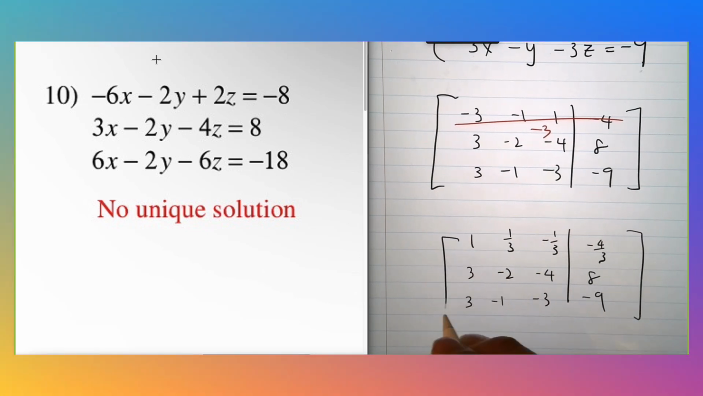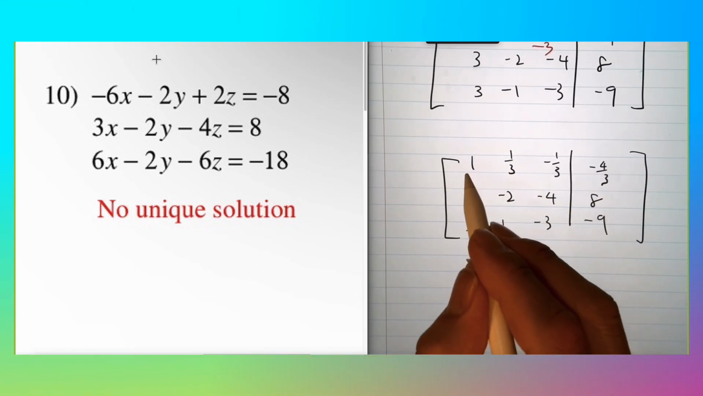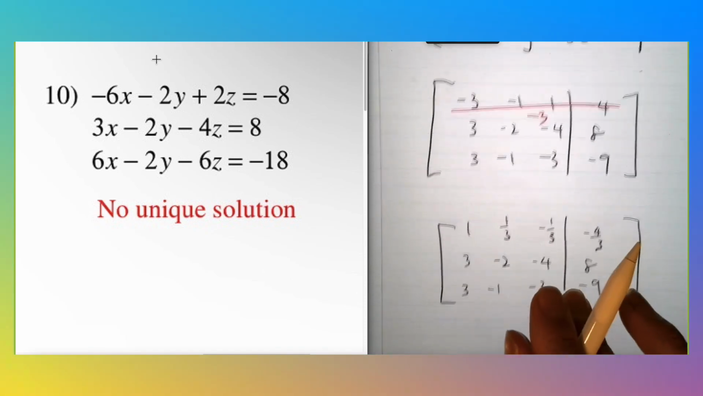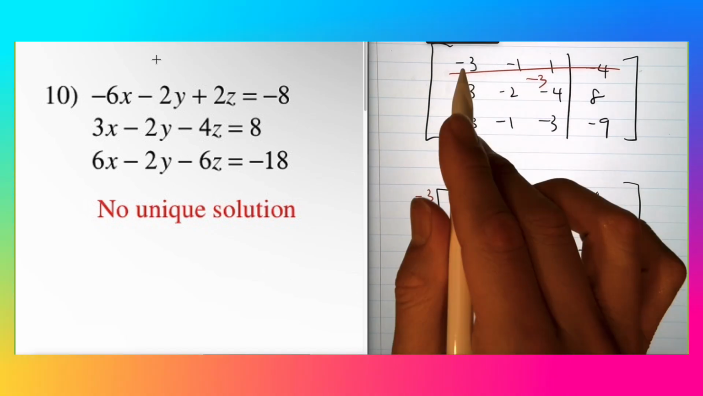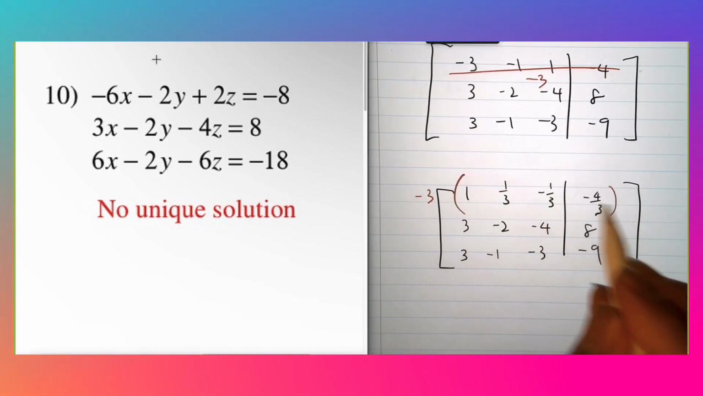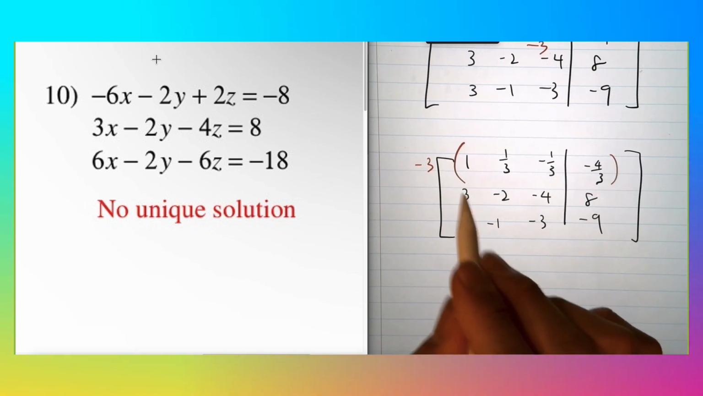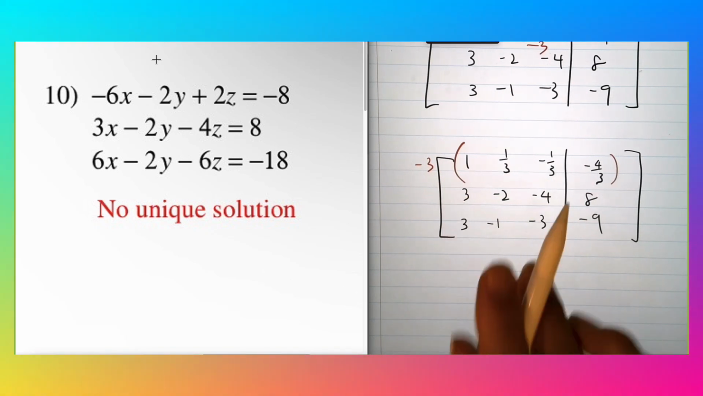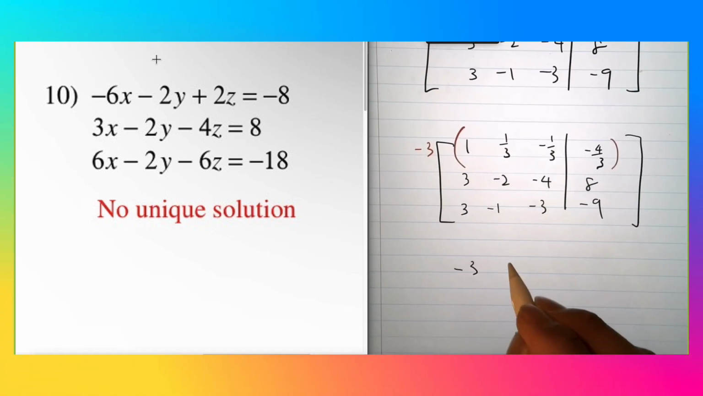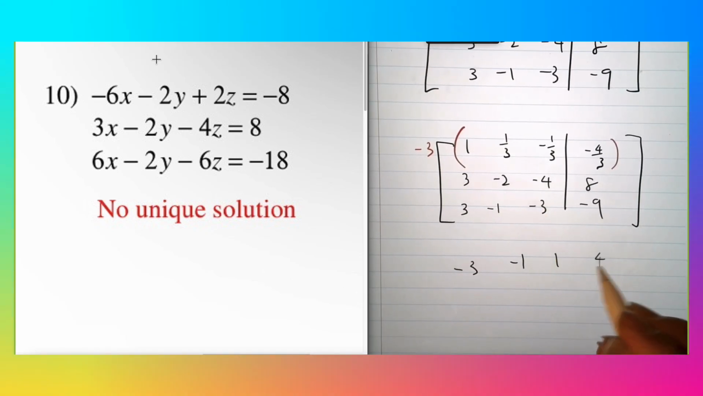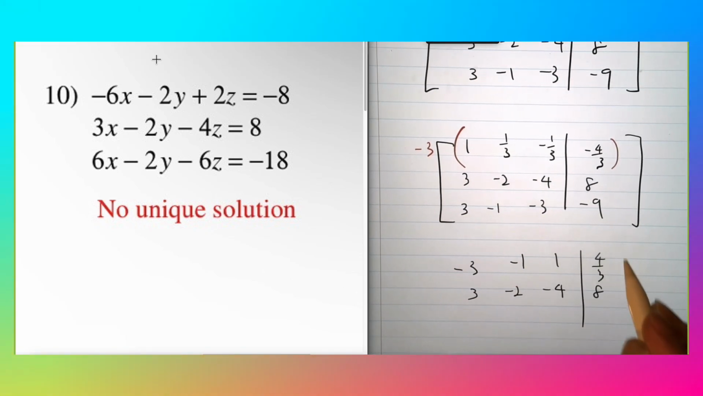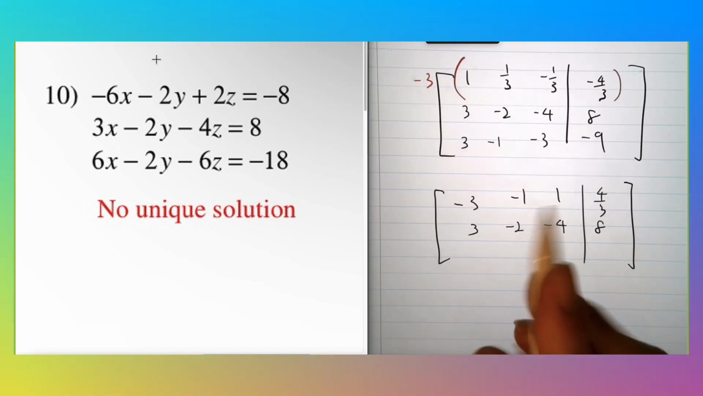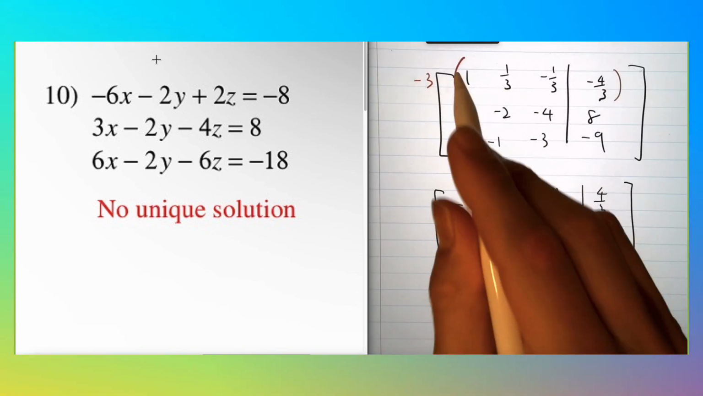Okay, next step, I multiply the top row by negative 3. And when you do that, actually, we go back to the original. The reason we do this is that we're trying to get the bottom left, this 3, to be 0. To do that, we have negative 3, negative 1, 1, and 4 over 3, and we add it with R1 and R2. Then we're going to replace the middle row, R2, with the sum of R1 and R2.